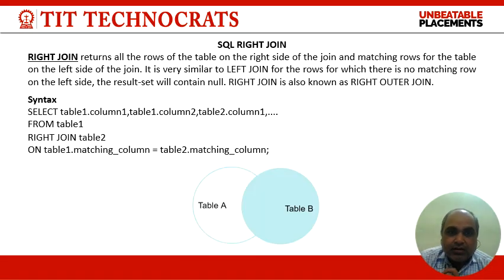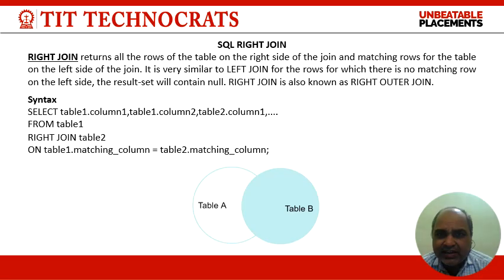Next is right join. The right join returns the rows of the table on the right side of the join and matching rows from the table on the left side of the join. It is very similar to left join. For the rows for which there are no matching rows on the left side, the result set will contain a null. Right join is also called a right outer join.